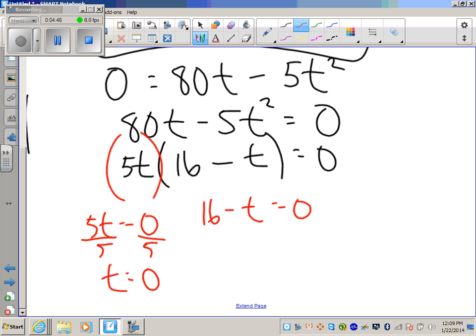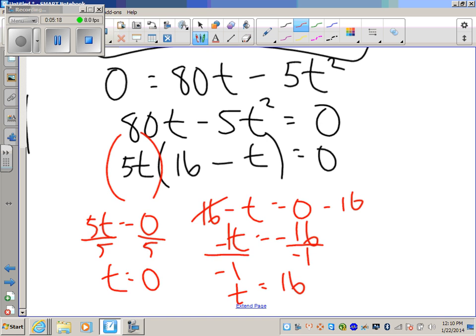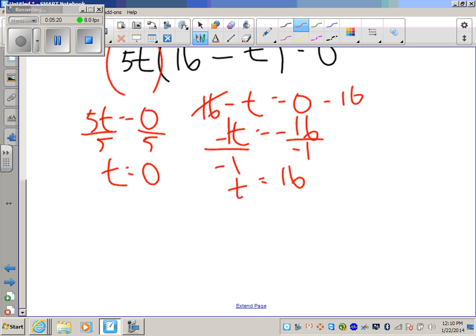I can, well, let's subtract 16 from both sides. Negative t equals negative 16. Can I have a negative t? No. t is time. So basically, it's a negative 1t. If I want to get rid of that negative, I'll divide both by a negative. So now t, right, negative 1 divided by negative 1 is positive 1. 1t equals 16. So I've got two answers here.